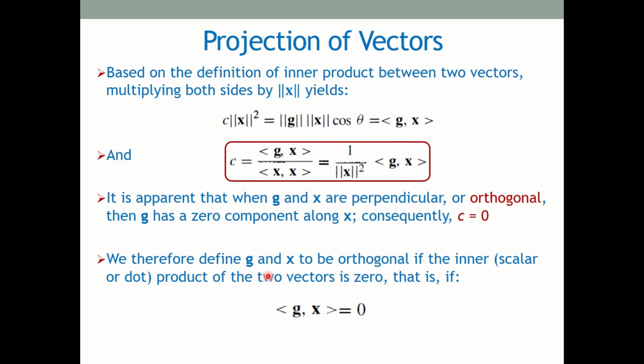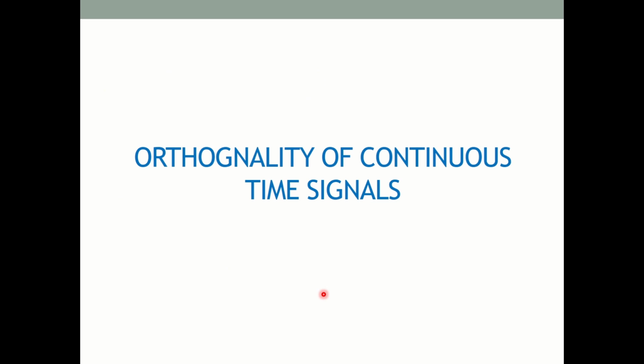So we therefore define g and x to be orthogonal if the inner or scalar or dot product of the two vectors is 0. That means, as we know already, that if g and x are perpendicular, the cos of 90 will give us a value of 0 for their dot product. So now this was an introduction, or a review, of the behavior of vectors.